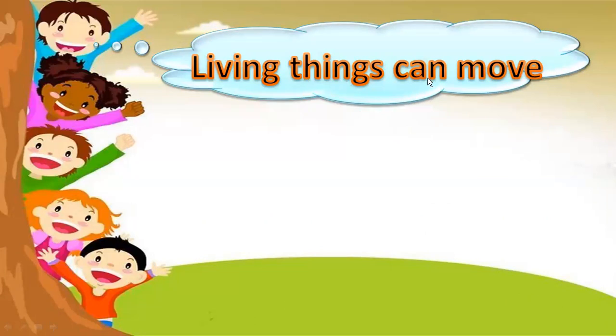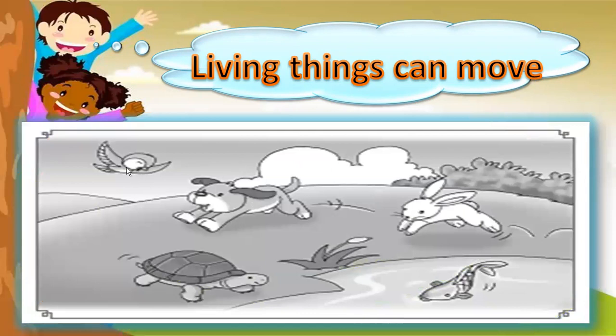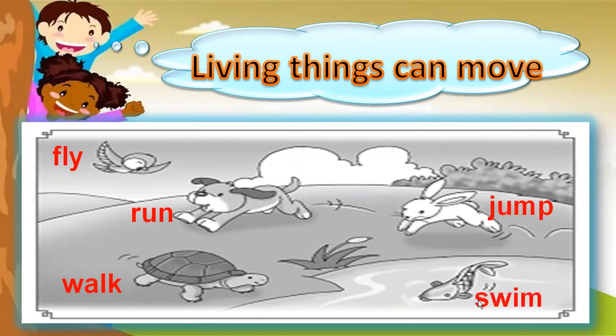Living things can move. A bird can fly. A dog can run. A turtle can walk. A rabbit can jump. A fish can swim. Living things can move, fly, run, walk, jump, swim.